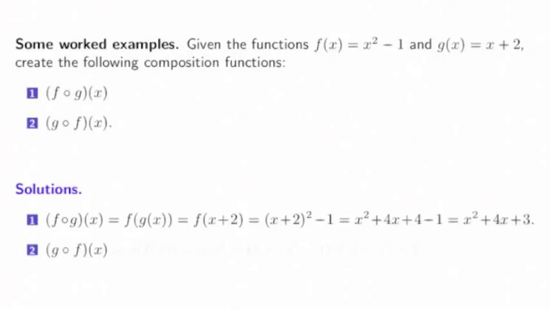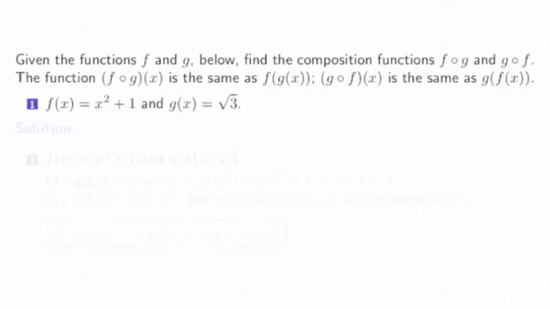On the other hand, g composed with f of x is g of f of x, is g of x squared minus 1. G takes an input and adds 2 to it, so g of x squared minus 1 is x squared minus 1 plus 2, which is the same as x squared plus 1.